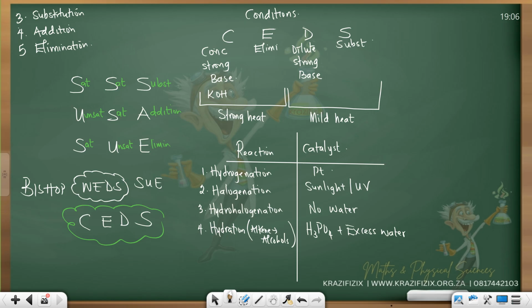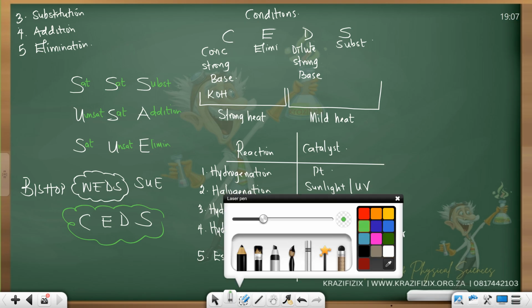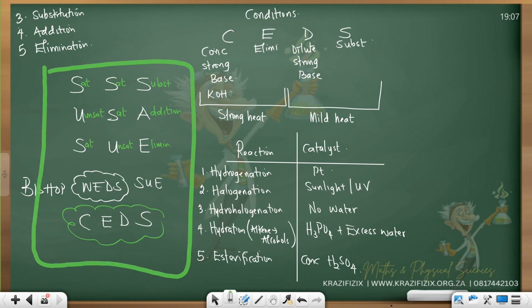And number 5. To me, you don't have a choice. In fact, this is a simpler way than whatever you would have been taught. Number 5, esterification. Ester. Concentrated sulfuric acid. You have to cram this too. In fact, this is the simplest. And by the way, are you aware that you don't need to cram this? You just need to remember the story.